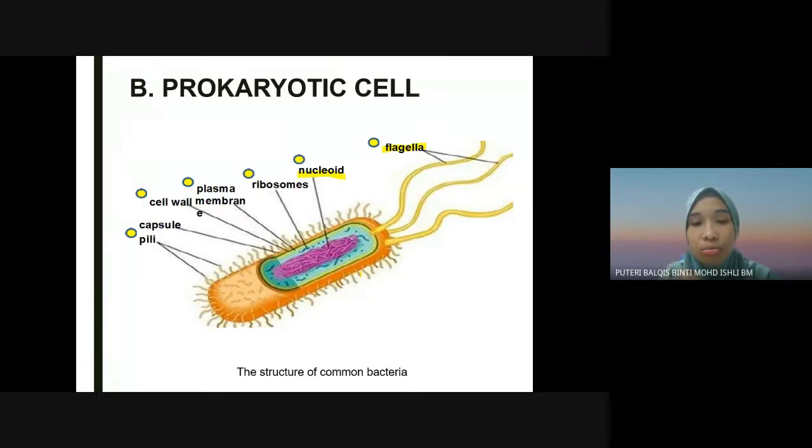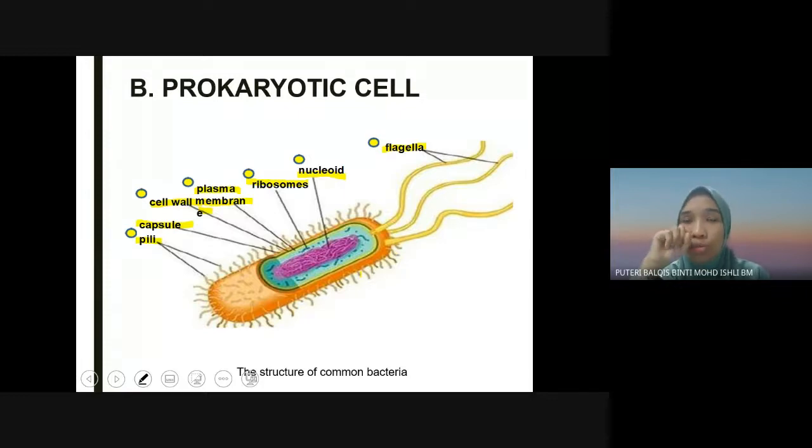Okay, and also a prokaryotic cell also has ribosome. But the ribosome for prokaryotic cell is smaller than eukaryotic cell. Of course, it has plasma membrane, it has cell wall, capsule, and pili. The function of pili is to act as attachment to host or the other bacteria.